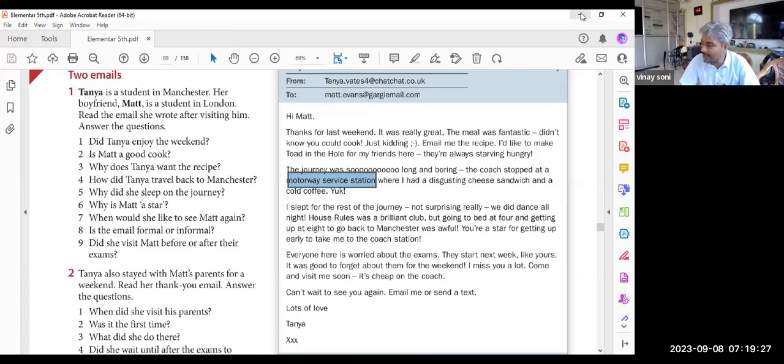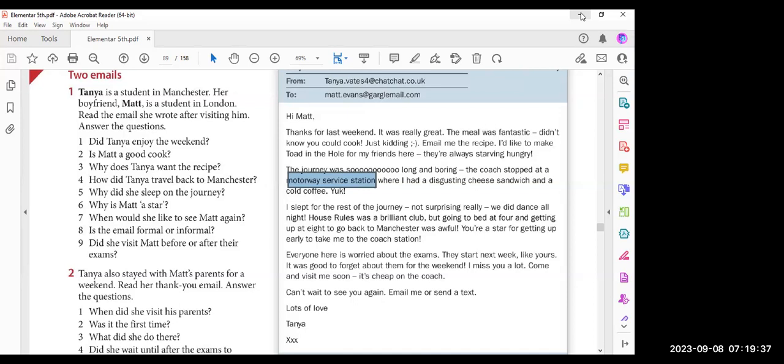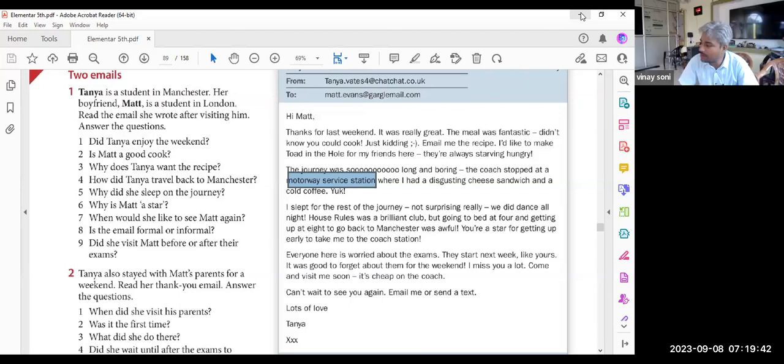For getting up early to take me to the coach station. So who took the girl to the coach station? Who took Tanya to the coach station? Her boyfriend Matt took her to the coach station. Her boyfriend took her, past tense, to the coach station. I take my daughter to school. I take my wife to her office, like that.